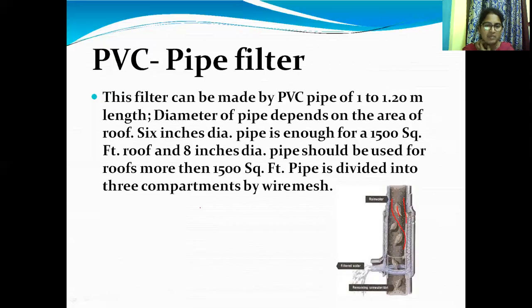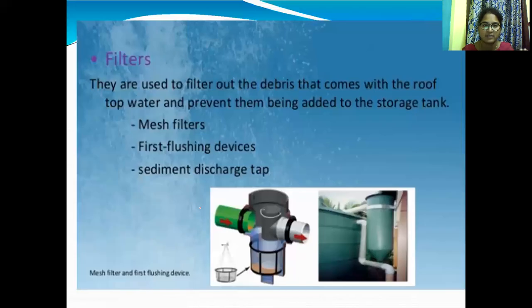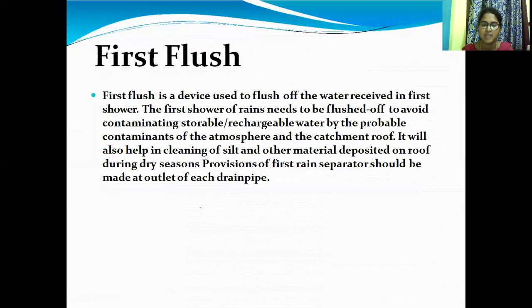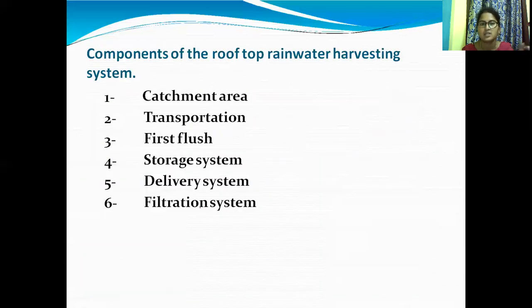So this is a brief introduction to filters, sand filters, filtration filters, delivery systems, storage tanks, first flush, transpiration and catchment area. These are the different components of rooftop rainwater harvesting systems. Thank you.